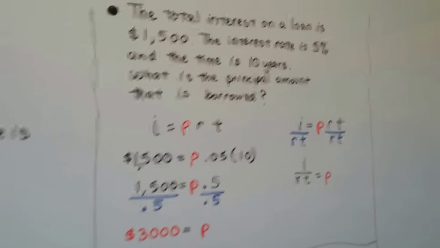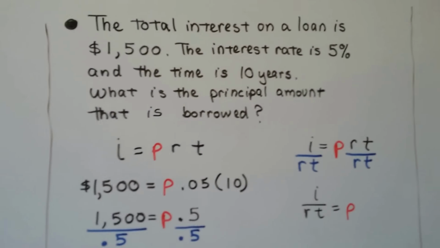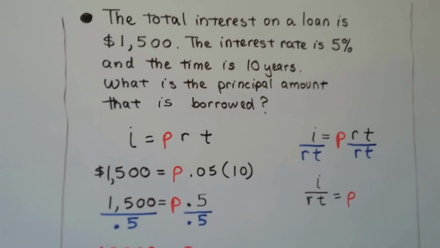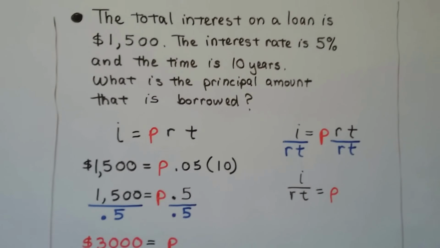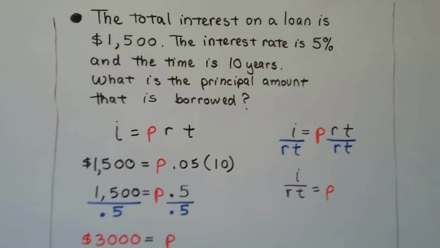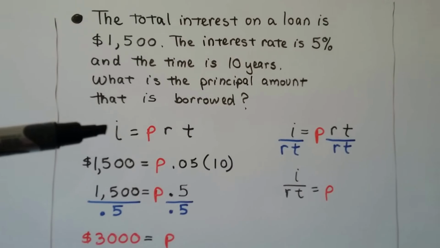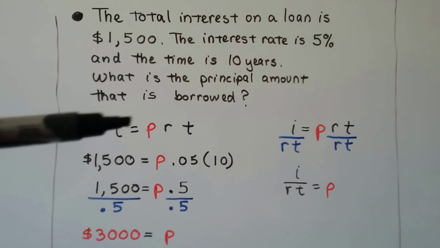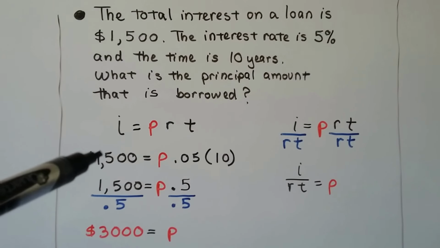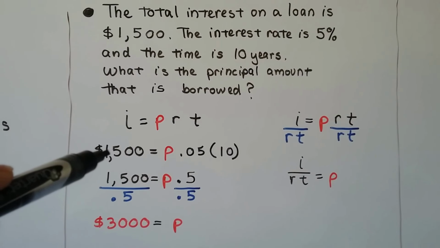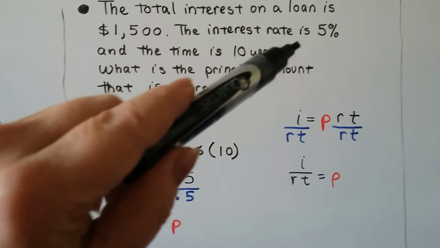Now this will take you back to an earlier video. The total interest on a loan is $1,500. And the interest rate is 5% and the time is 10 years. What is the principal amount that is borrowed? So we did this I equals P times R times T to find the interest of a loan, principal, rate, time. And we put in what we know. We know the interest was $1,500. We're looking for P. The interest rate is 5%.